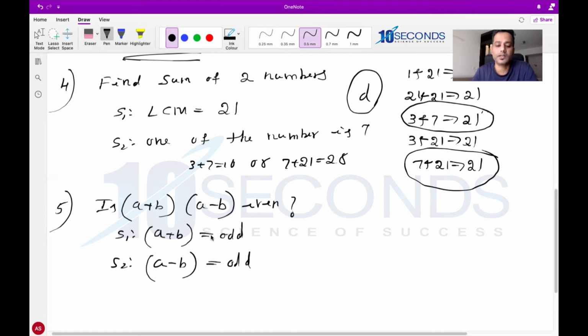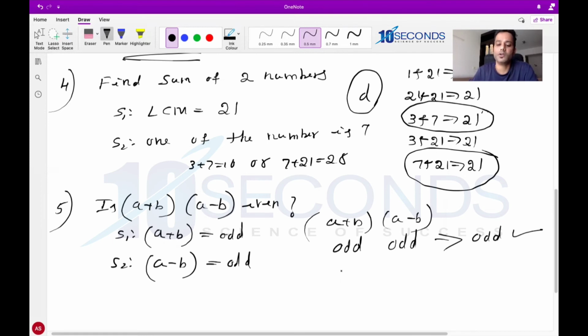All right, so let's check it. Let me take (a plus b) into (a minus b). Now I take the first statement. If a plus b is an odd number, by default a minus b is also an odd number. If we add two numbers and the sum is odd, then the difference between those two numbers is definitely odd. No need to check further. Now odd into odd is an odd number. No, it is not even, but the question is answered using statement 1.